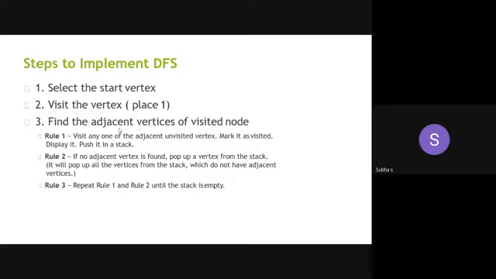Okay, if there is no more adjacent vertex, you have to repeat this rule, rules 1 and 2, until the stack becomes empty. In BFS, we repeat the step until the queue becomes empty. Here, until the stack becomes empty, we are going to do this step. I will get into an example, it will be clear.